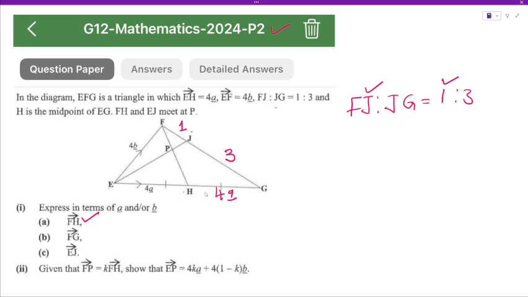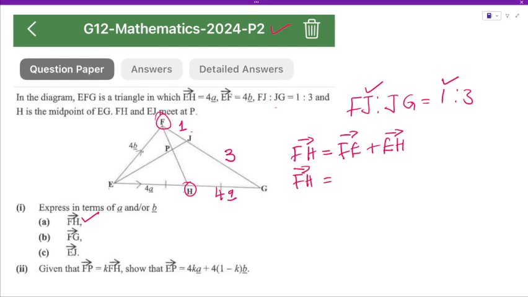So the next question says, express in terms of vector A and vector B the vector FH. So vector FH will be equal to, how do you move from F to H? F is there, H is right there. You can move from F to E, and then from E to H. So I'm going to say vector FE plus vector EH.